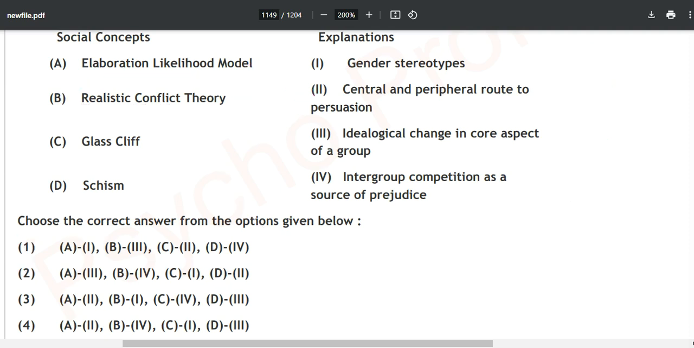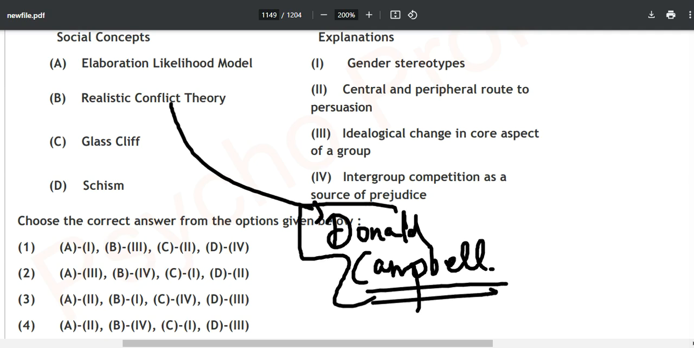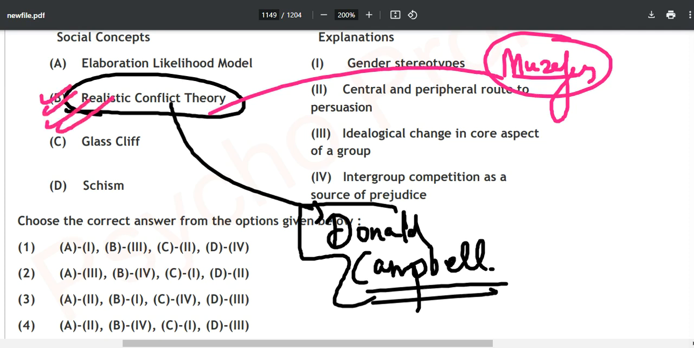Interestingly, this name came up with Donald Campbell. Recently I was taking a lecture and I found that Donald Campbell was the first one who proposed this realistic conflict theory. But you majorly study it in the Muzafer Sherif Robbers Cave experiment, and that is how this PYQ is getting repeated again and again. They are continuously asking on Muzafer Sherif, so be alert and careful.